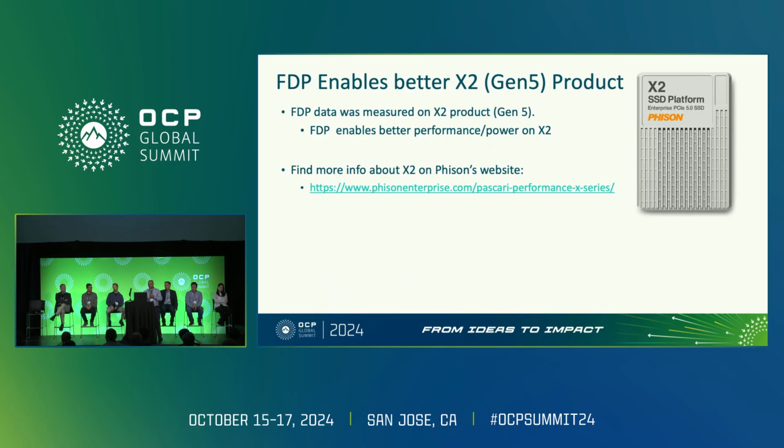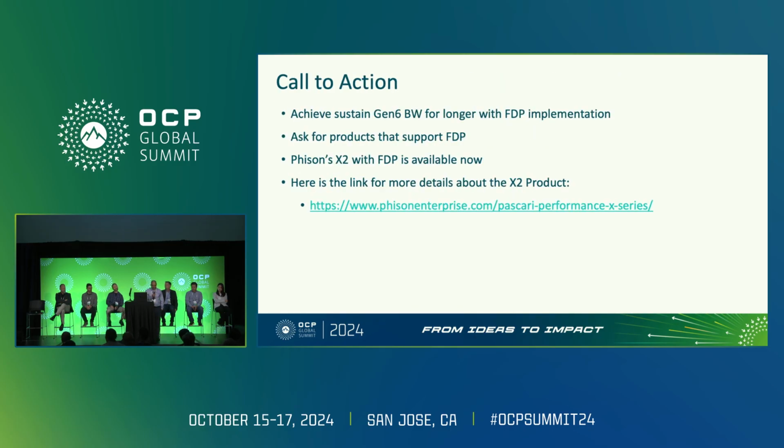So moving on to the overall call to action, I think once you go to Gen 5 and Gen 6, having FDP on your product will be very important because it gives you an overall better solution with higher sustained bandwidth and lower power. And again, looking to the future, if you're looking for a product on the enterprise side, I think FDP should be there, and you should be looking for a product that supports FDP. We, Phison, just released a Gen 5 product that will support FDP.